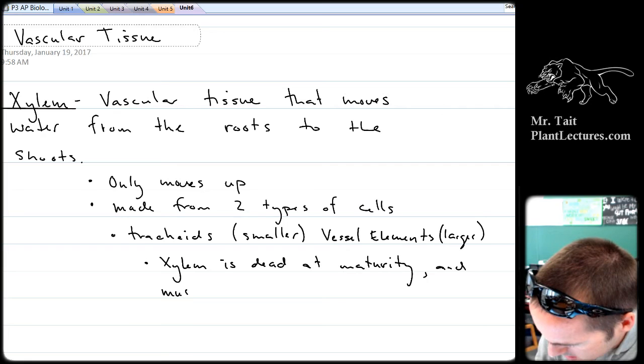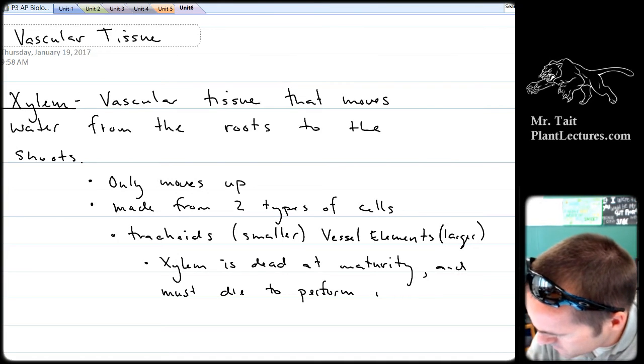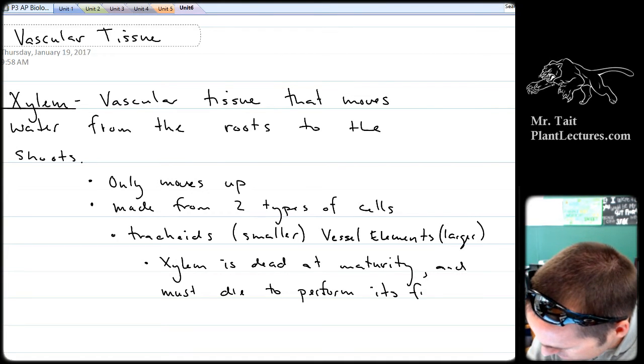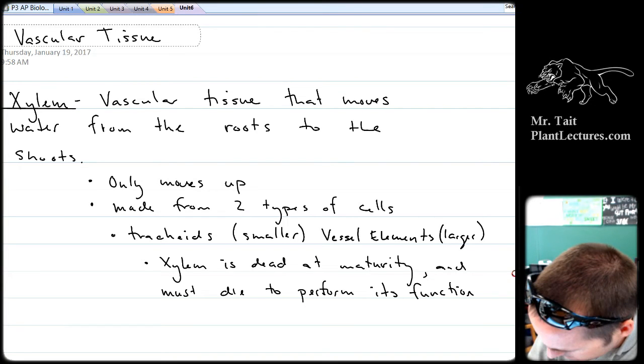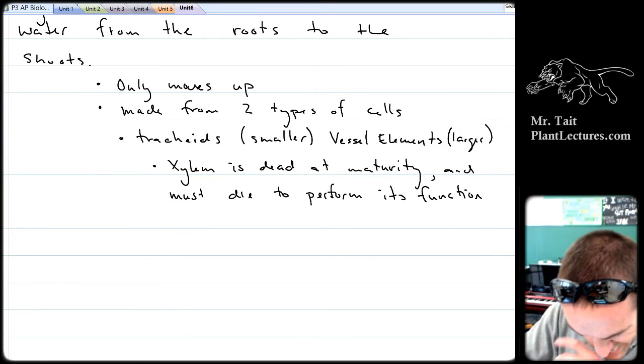And must die to perform its function. So, it looks something like this.